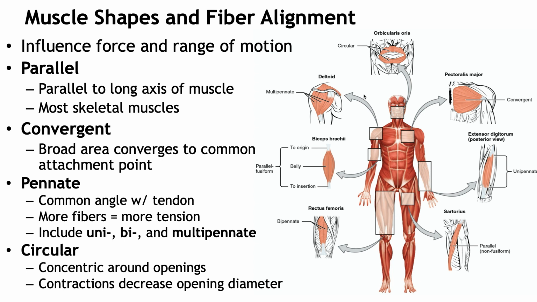Within that pinnate, you can have the fascicles insert in different ways. You can have unipinnate, in which the fascicles insert only into one side of the tendon. For example, the extensor digitorum longus. You can have bipinnate, in which the fascicles insert into the tendon from the opposite side, so that the muscle grain kind of resembles a feather. For example, the rectus femoris. And then you have multipinnate, in which the arrangement looks like many feathers that are situated side by side. For example, the deltoid.